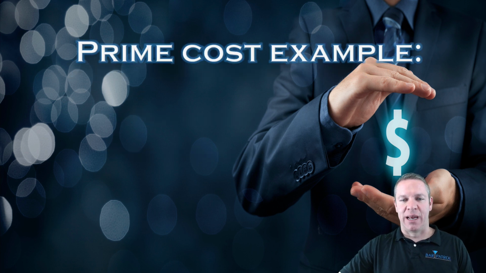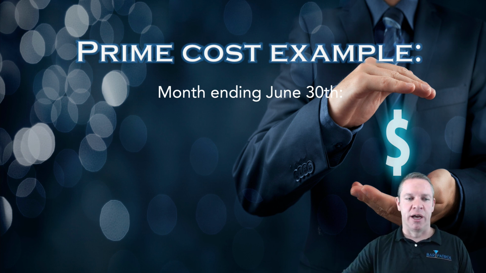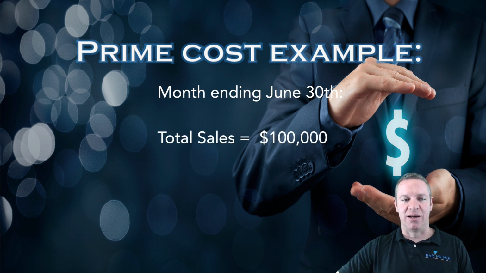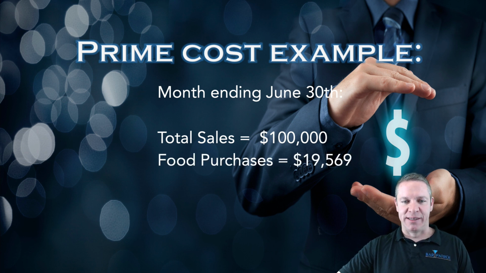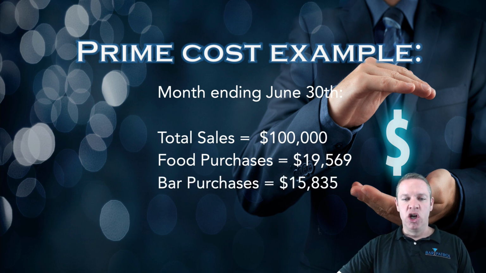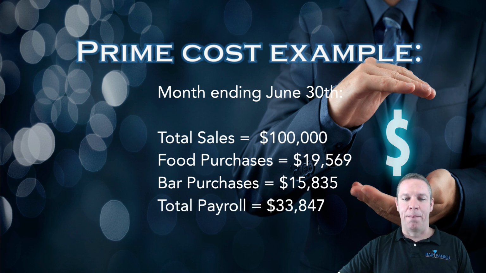So let's go over a quick example. Prime cost example. Let's say that we're at the month ending June 30th, and in the month of June, we look up our sales and we have $100,000. We'll make it a nice round number to make it easy. You see that your food purchases are $19,569. Your bar purchases are $15,835, and your total payroll labor is $33,847.